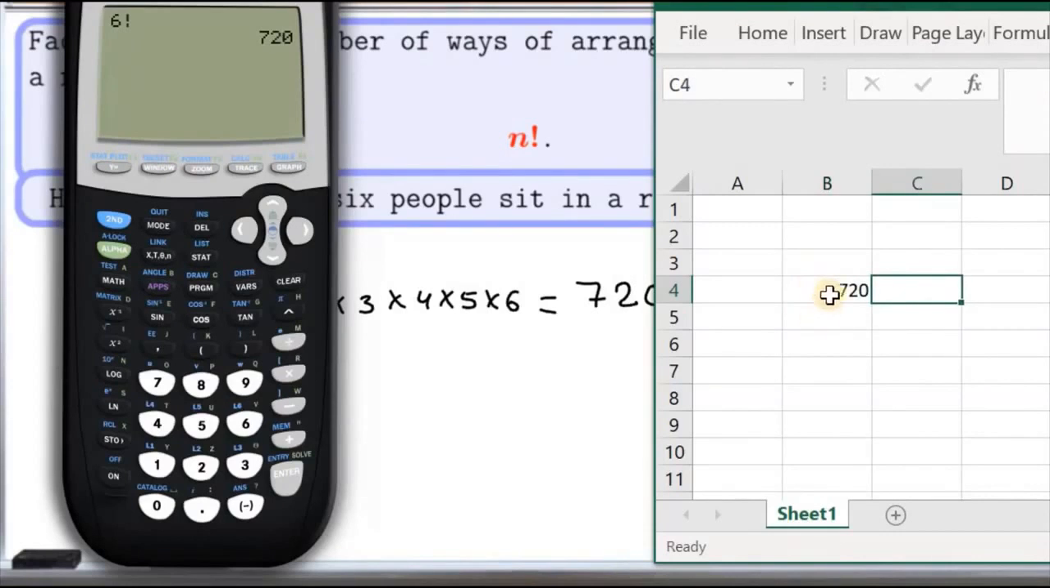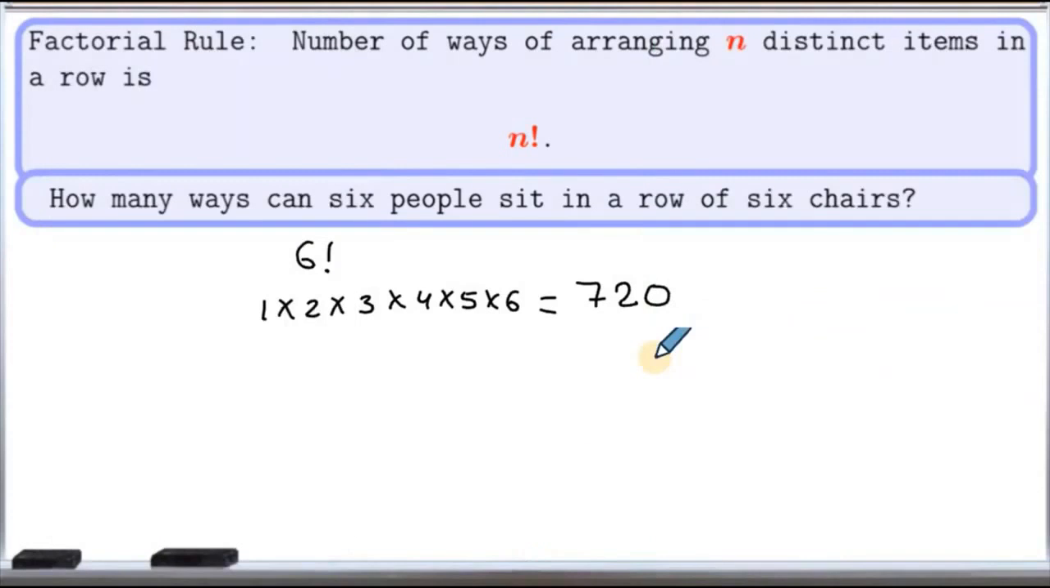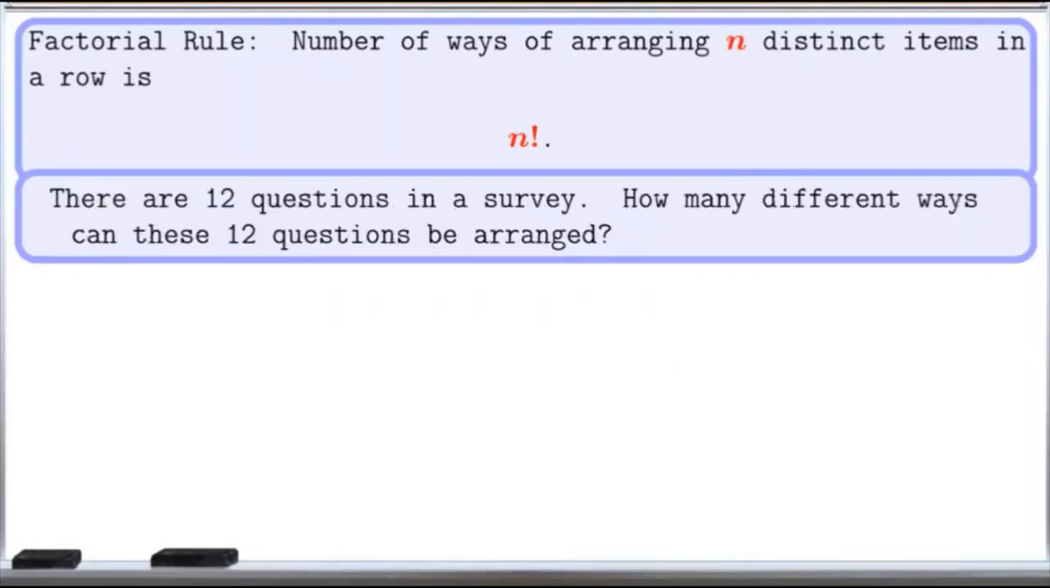Okay, so the 6 factorial. So 6 people can sit in a row of 6 chairs in 720 ways. Now let's look at another example. There are 12 questions in a survey. How many different ways can these 12 questions be arranged?